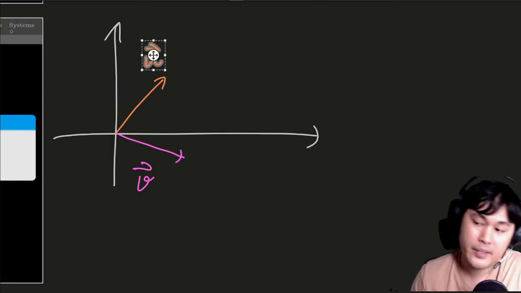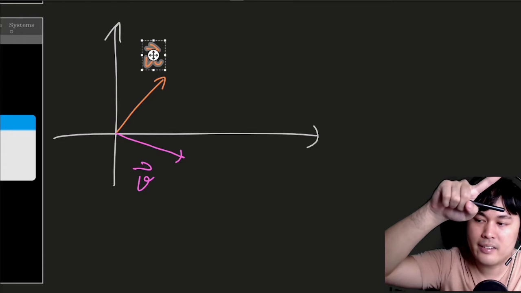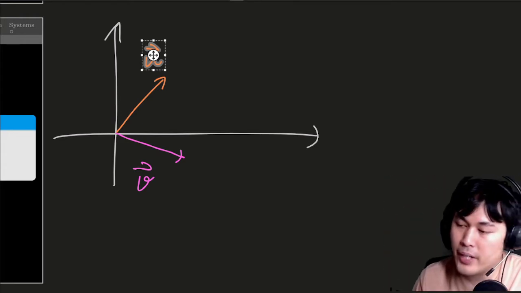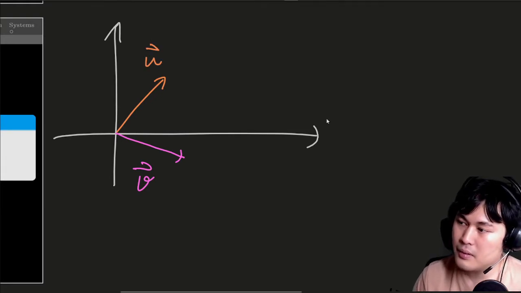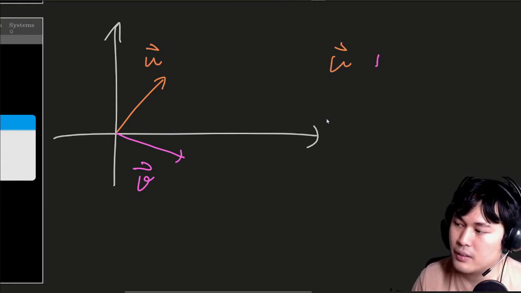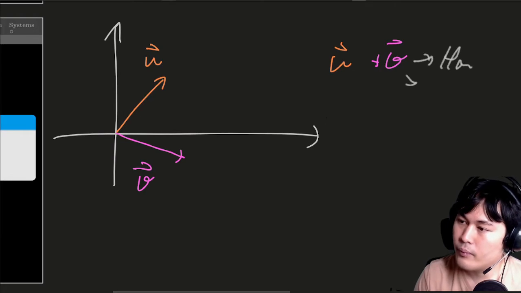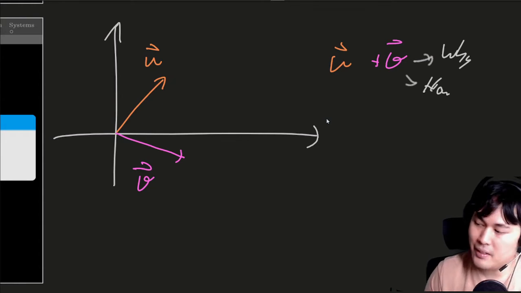So u represents a movement to the upper right corner. v represents a movement to the lower right corner. And what if you want to add two vectors? There are two questions. Right? So the first question is why. Why do we have to add vectors? And then once you know why, you have to ask how.